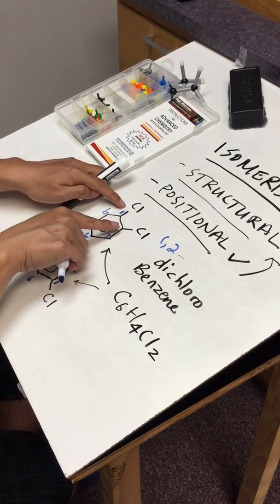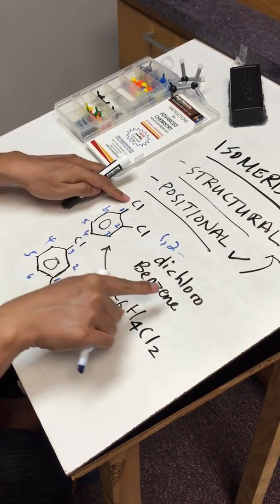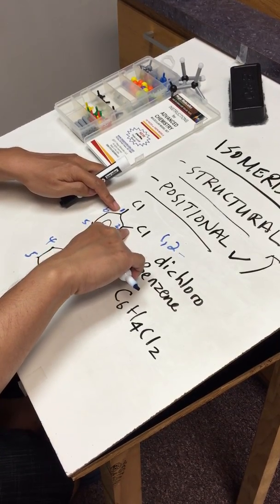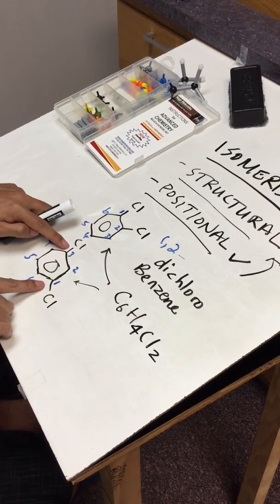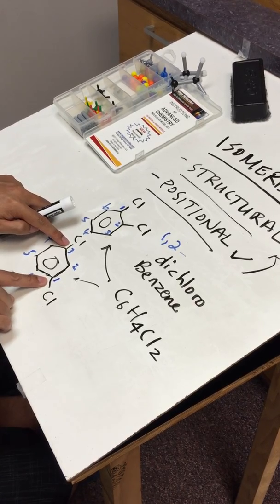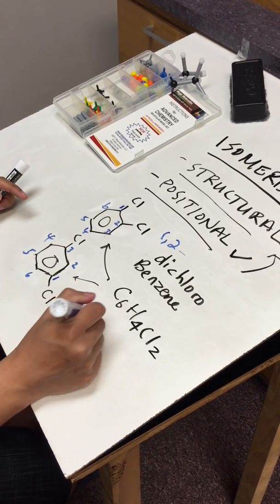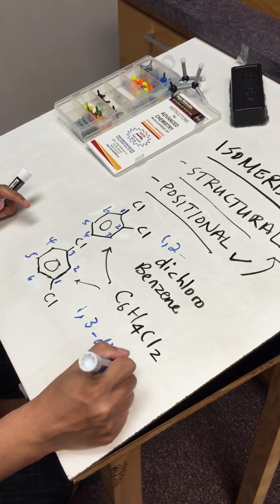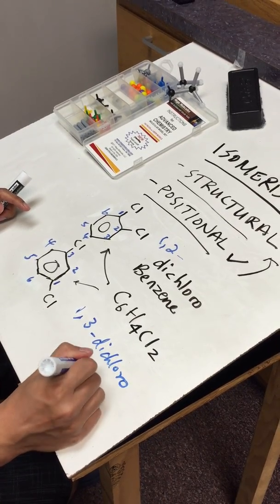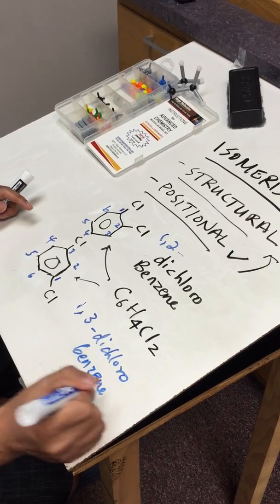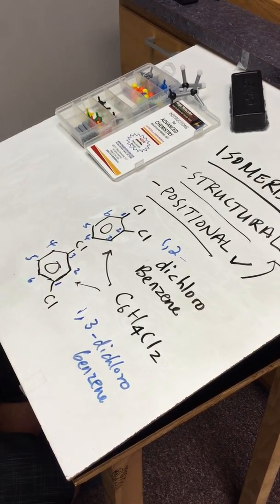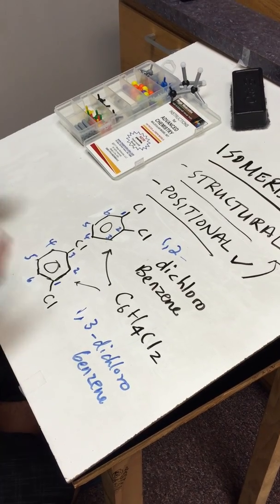It's 1, 2 because the chlorines, the 2 chlorine atoms, are bonded to carbon number 1 and number 2. This one here, the chlorines are bonded to carbon number 1 and number 3, so it is 1, 3 dichlorobenzene. And these two are positional isomers. Do you call them structural isomers? No, because they are better examples.